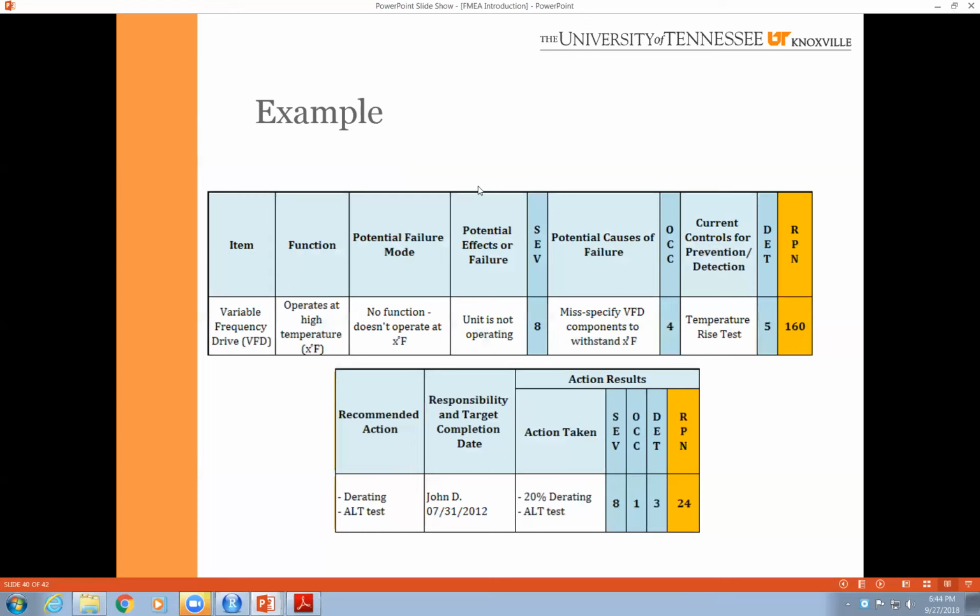I'll start thinking about, okay, what am I going to do about it? Who's doing it and when? And once these are done, capture those notes and start revisiting those numbers. If it happens, the unit's still not operating, so severity is still the same, right? But I reduced the probability significantly, and I was able to detect it better. So my number went to 24. So this is how you start thinking about it.